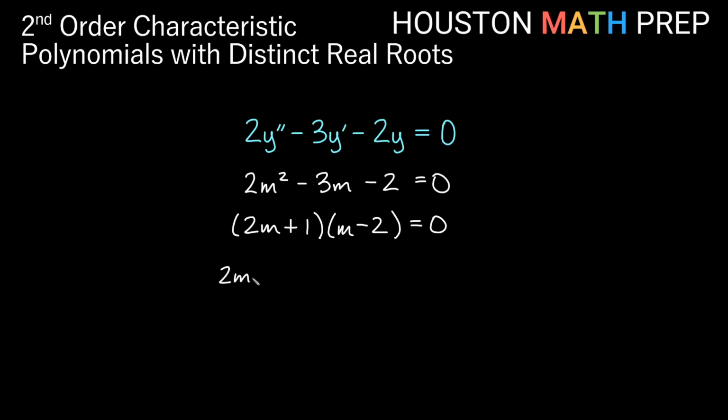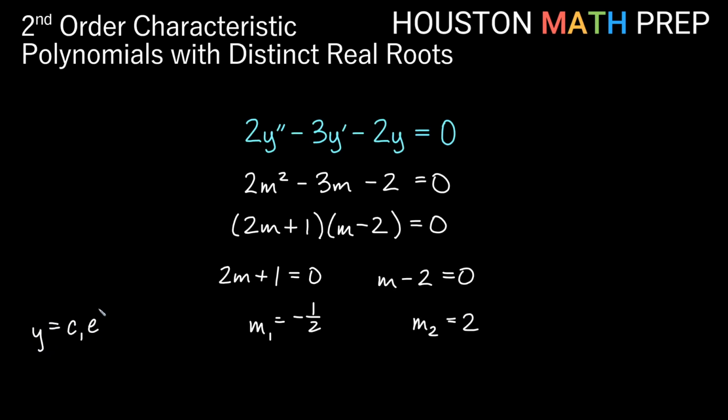So we set each factor equal to 0, so 2m plus 1 equals 0, and m minus 2 equals 0. If we subtract 1 and divide by 2, we'll get that our m1 is negative 1/2, and here if we just add 2 to both sides, we'll get our second m value is 2. So our general solution based on those m values, y is going to equal c1 e to the negative 1/2 x, also known as negative x over 2, plus some constant c2 times e to the 2x.